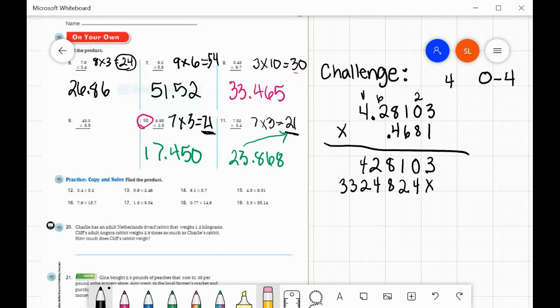Now we're going to multiply by the 6. So there's 2 placeholders that we need. They can be zeros or they can be x's. 6 times 3 is 18. Carry the 1. 6 times 0 is 0. Plus 1 is 1. 6 times 1 is 6. 6 times 8 is 48. Carry the 4. 6 times 2 is 12. Plus 4 is 16. Carry the 1. 6 times 4 is 24. Plus 1 is 25.